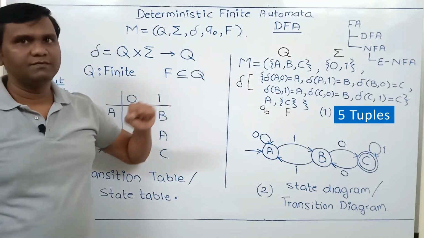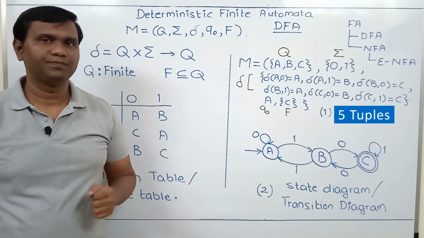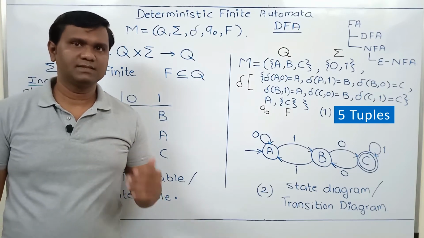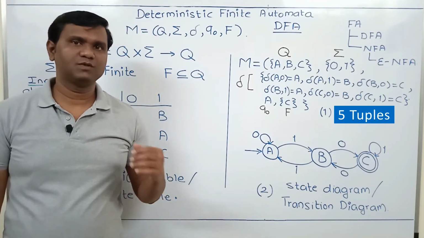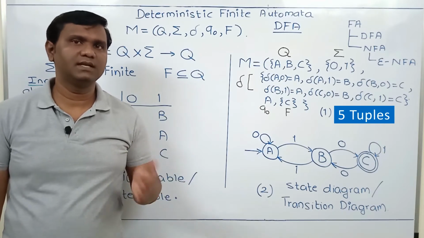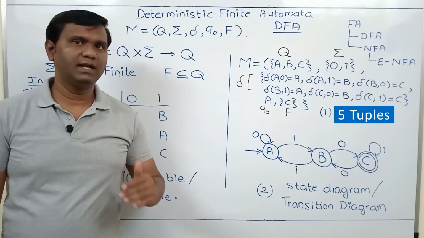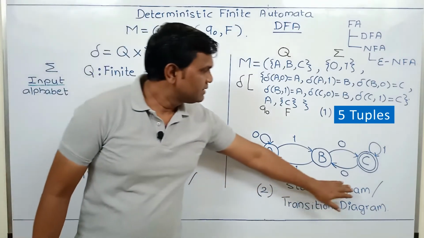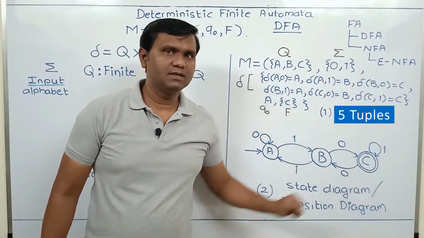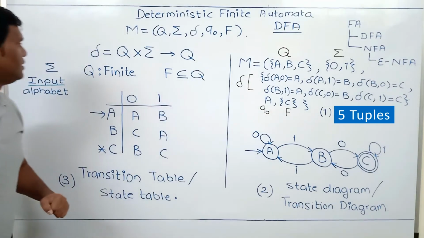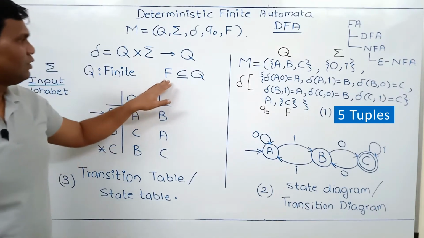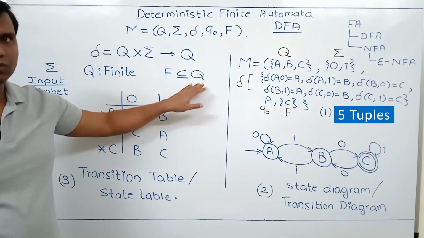The next is F, which is the set of final states. When DFA processes a string, if the processing ends in a final state, the string is accepted. If the processing ends in a non-final state, the string is rejected. We are going to see these things in detail when we study examples of DFA. So here a final state is indicated using a double circle. C is the only final state. So the important thing is that the set of states is finite, Q is finite. Also the set of final states is a subset of Q.